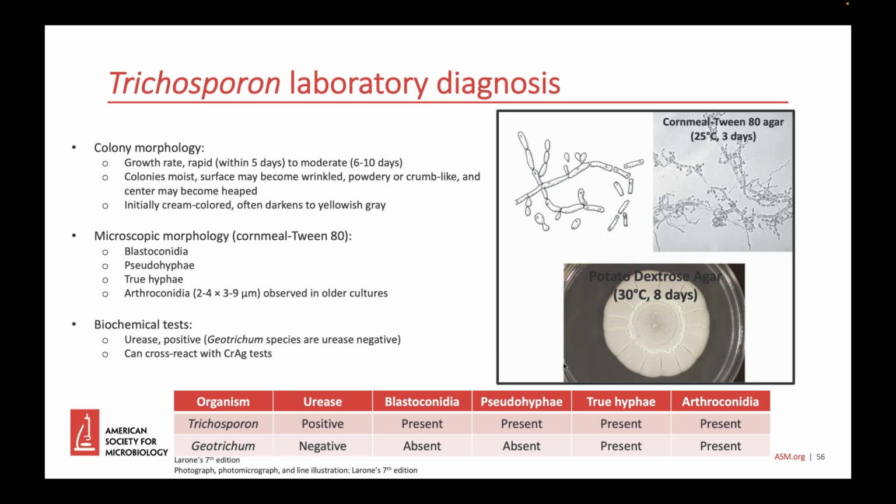And so just for those of you that are interested in tables, I'm a very interesting human. I like to tabulate things. I've tabulated Trichosporon and Geotrichum. Trichosporon is positive, Geotrichum negative. Trichosporon will produce or elaborate blastoconidia, pseudohyphae, true hyphae, and arthroconidia, whereas Geotrichum only elaborates true hyphae and arthroconidia.